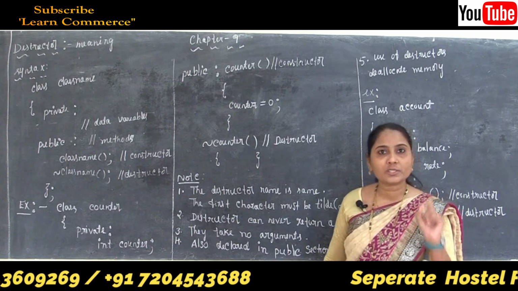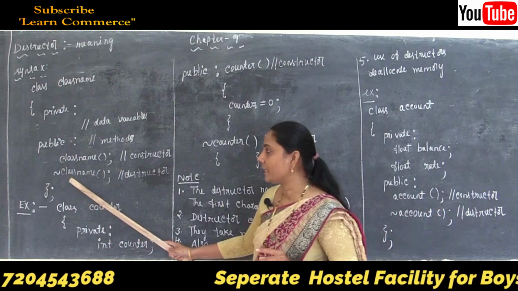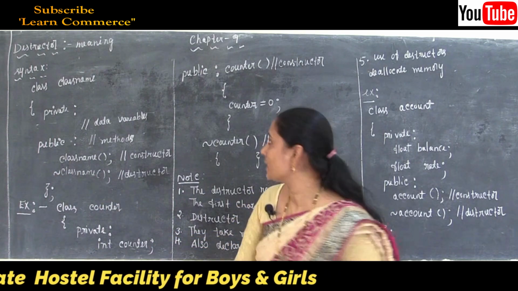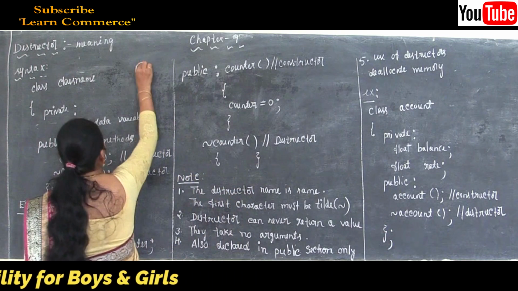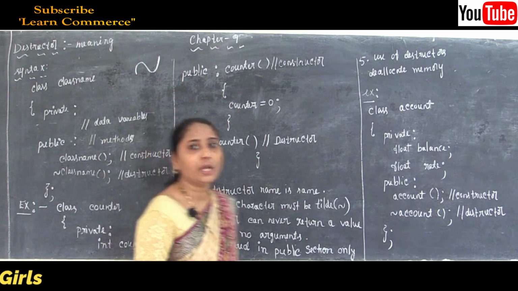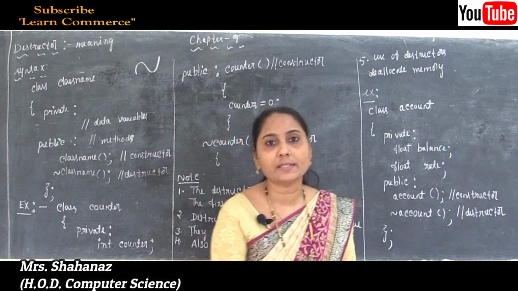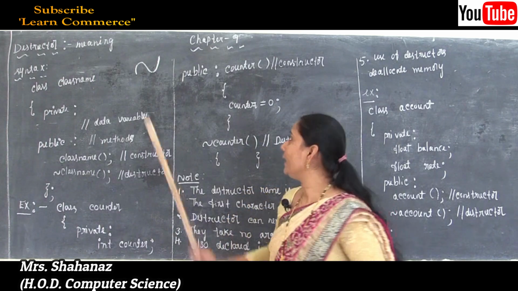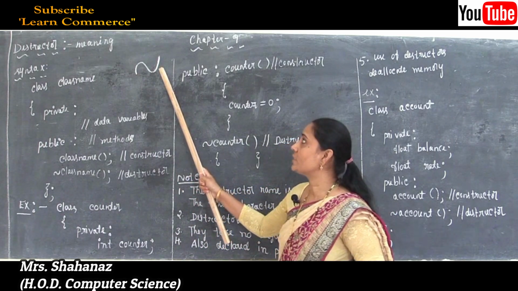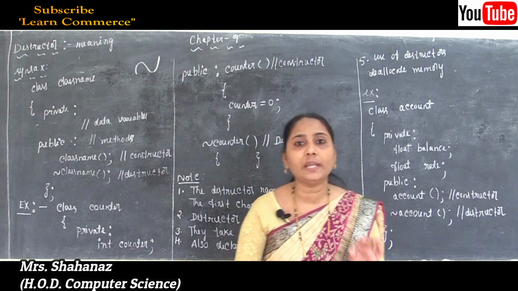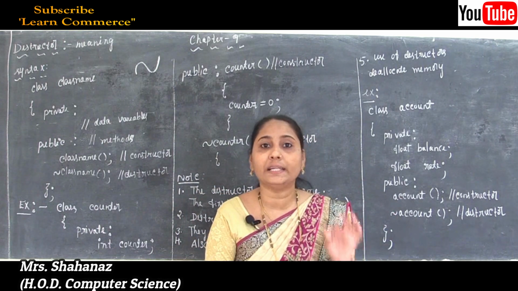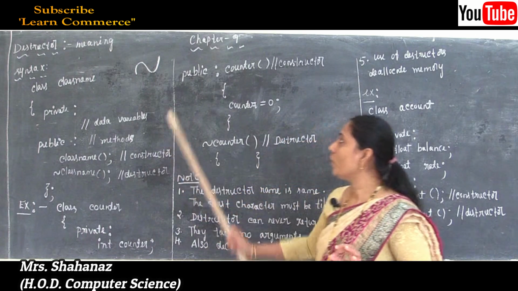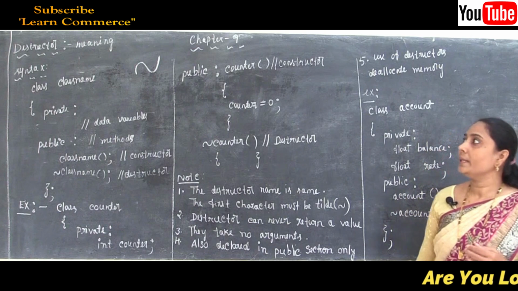First of all, the first character must be preceded by a tilde operator. The tilde operator is written using a down-to-up stroke. Clear this point here? Just for your remembrance, this is how to use the tilde operator. It is written with a down-to-up stroke, but it is not called down-to-up. The name of the operator is called tilde, T-I-L-D-E. Clear this point here? So this is the meaning of our destructor.